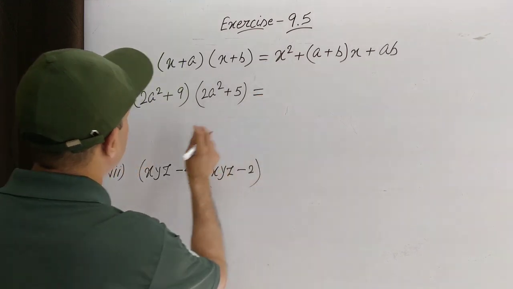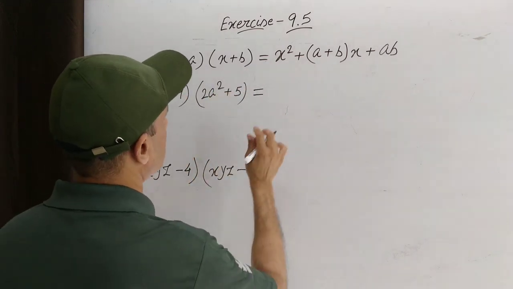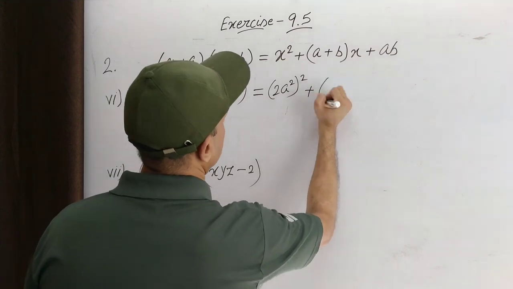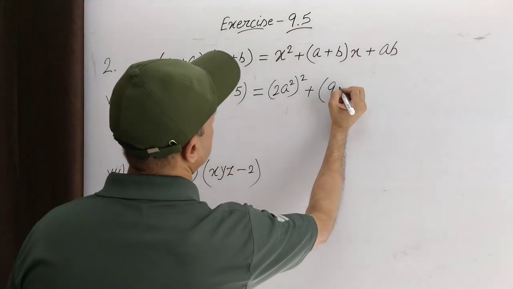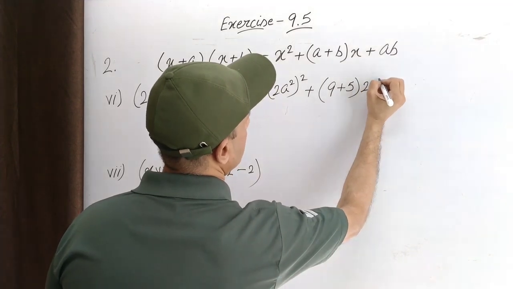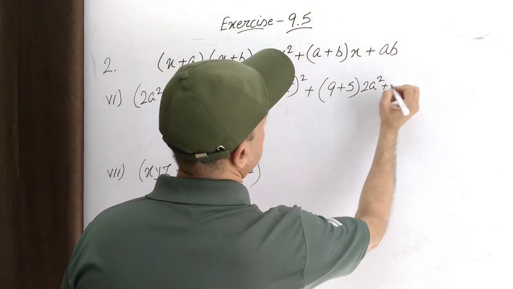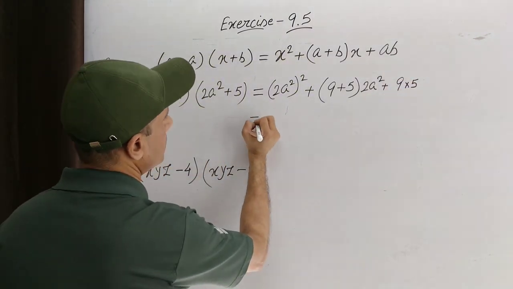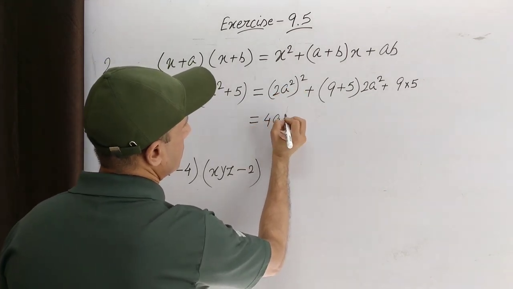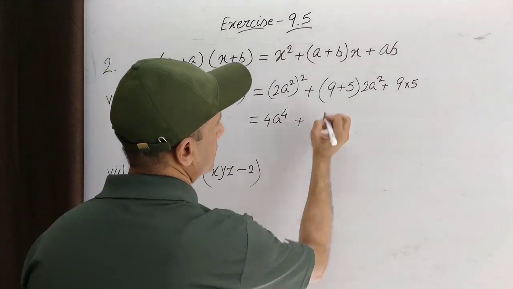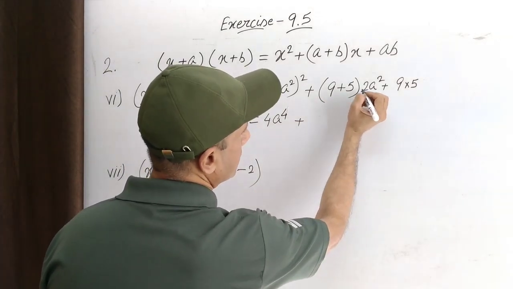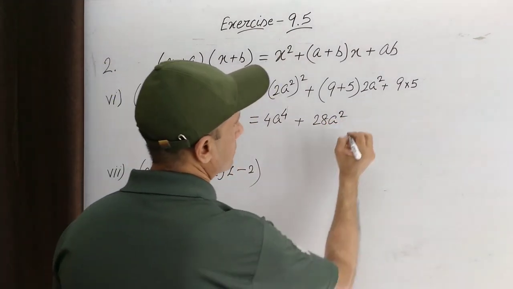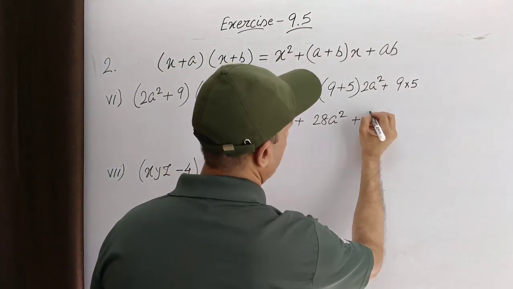In this case, we have x is 2a square, so x square is 2a square whole square, plus a is 9, b is 5, into 2a square plus 9 into 5, a into b. So we have 4a to the power 4, plus 9 plus 5 is 14 into 2, that is 28, and we have a square plus 5 nines are 45.